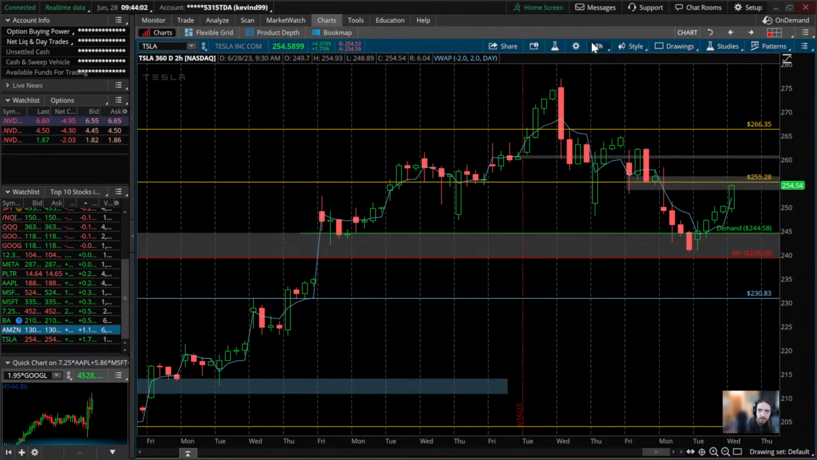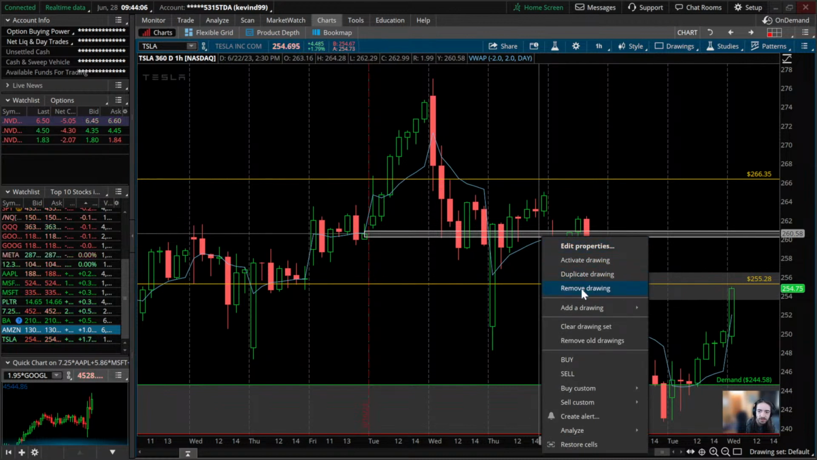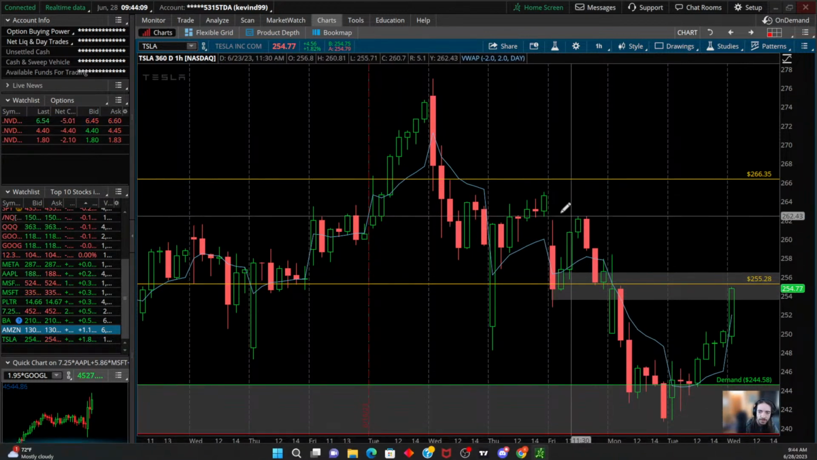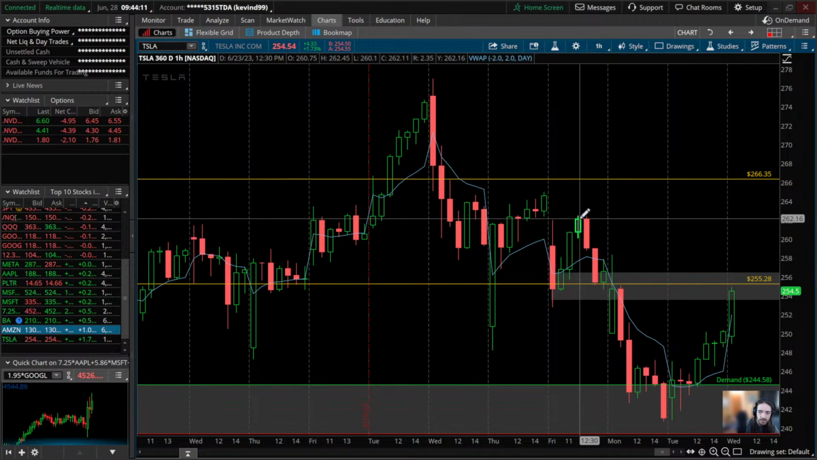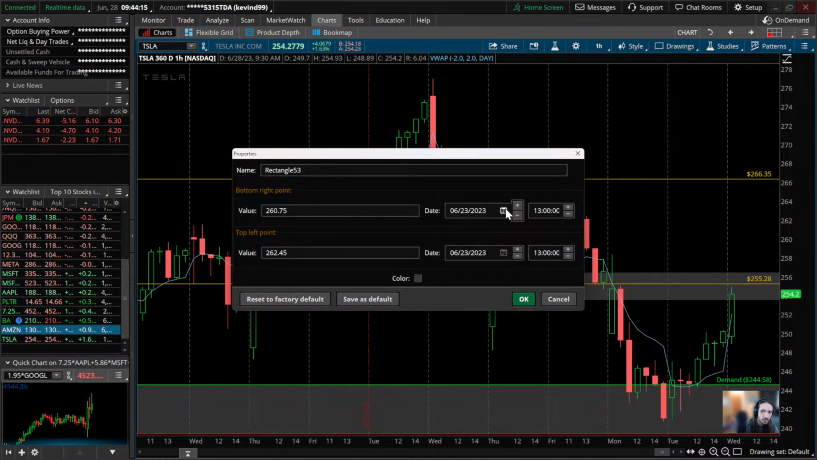So let's go back. Let's find that supply zone. Let's mark that out real quick, right? So let's remove this gray zone. Let's throw our basing, right? So this was our basing, and I'll tell you guys why in just a moment.